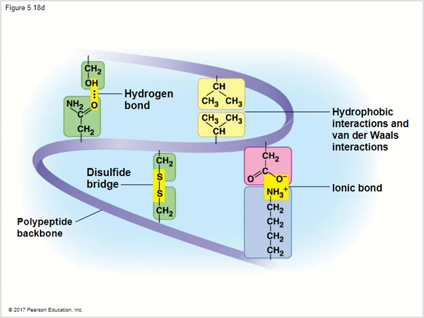What we see here is that there are hydrophobic regions that essentially cause structure by pushing away from water. There could be disulfide bonds that form between 2 sulfur-containing amino acid side chains. There can be hydrogen bonding between different side chains across a polypeptide, and there can even be ionic bonding between charged amino acid side groups.